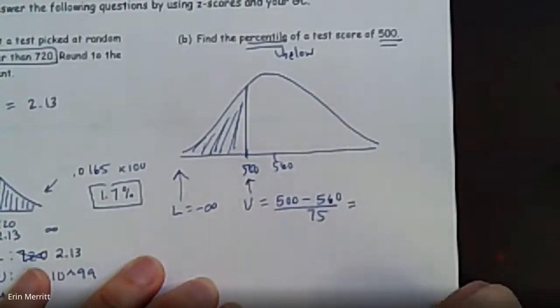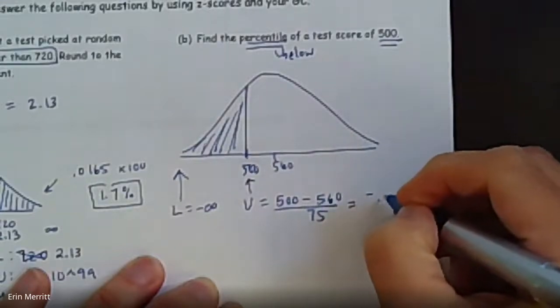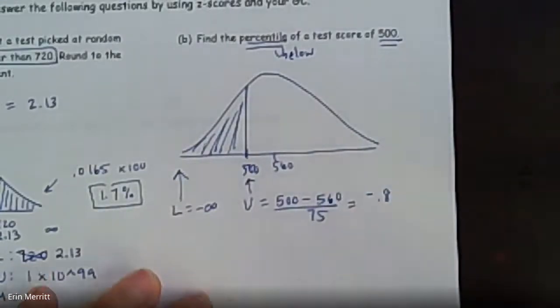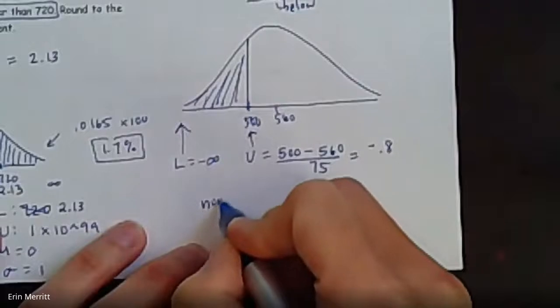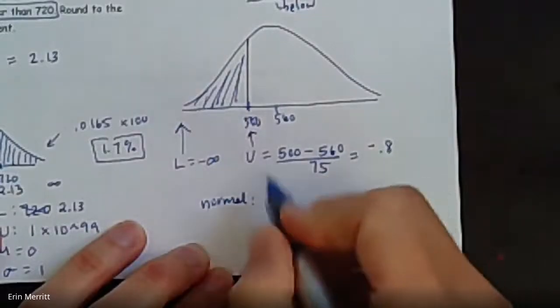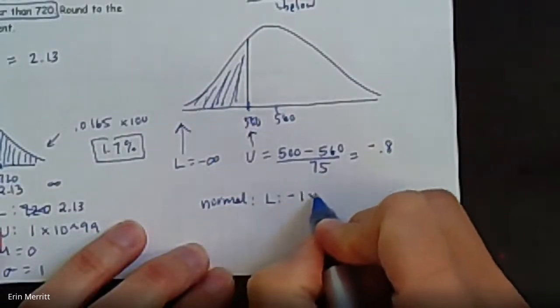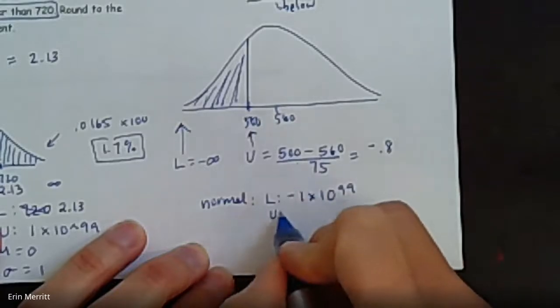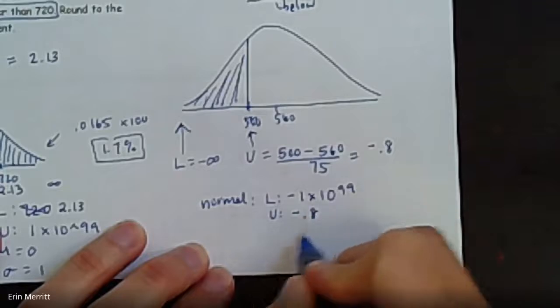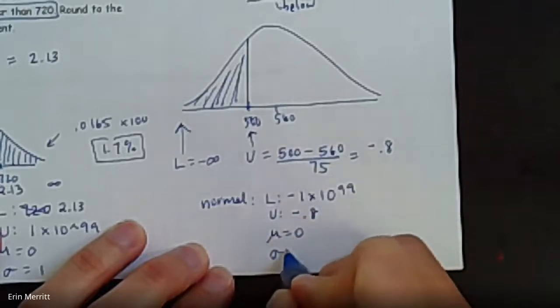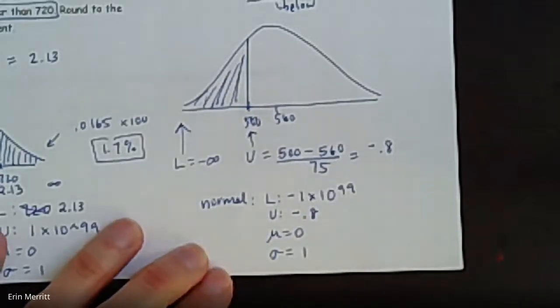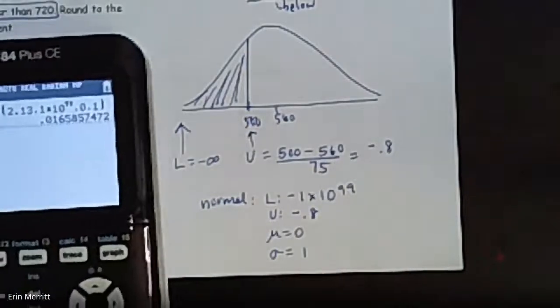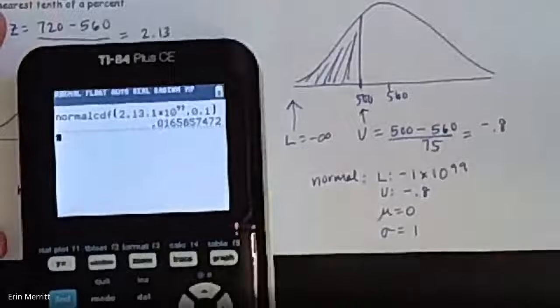So you can grab your calculator. That comes out to be negative 0.8. So when you do the normal CDF, now you've got your values going in. The lower bound is negative 1 times 10 to the 99th power. Your upper bound is going to be negative 0.8. And then your mean is 0, standard deviation is 1. Those stay consistent anytime we use z-scores.